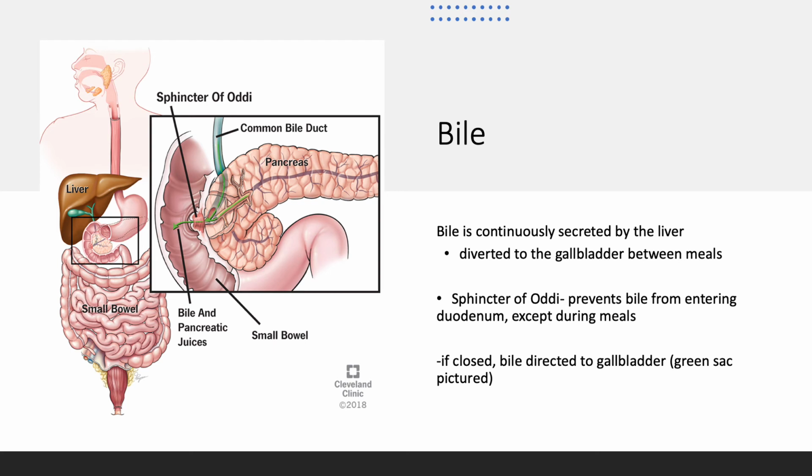While bile is continuously being secreted by the liver, it only enters the duodenum during meals. The sphincter of Oddi, shown right here, guards the opening of the bile duct into the duodenum. So between meals, that sphincter is going to be closed. And if it's closed, the bile is redirected to the gallbladder. It's not shown here, but it is here, this green structure, until it is stored until it's released when another meal occurs.